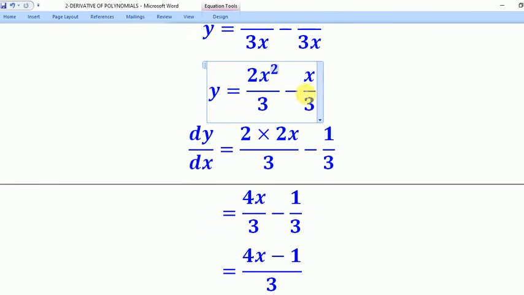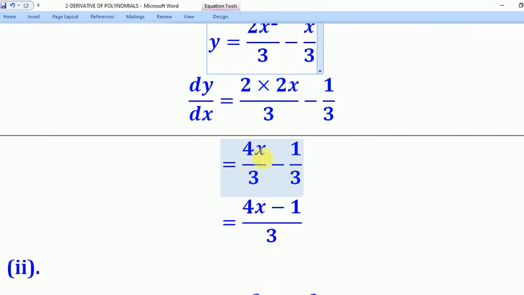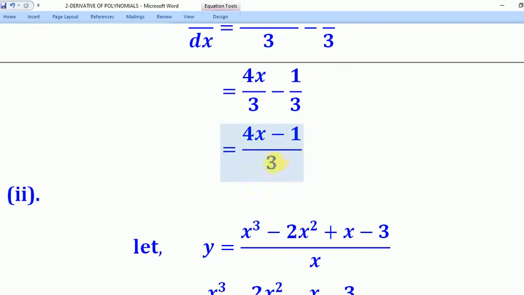Now I'm going to differentiate this because it's already in the form of a polynomial. For this one, bring down the power, it will be 2 times 2x to the power 1, which is that over 3. For this one, differentiating x, I'll get 1, so it will be 1 over 3. When I simplify this, I'll get 4x over 3 minus 1 over 3. Same denominator, we can put everything under one LCM to become 4x minus 1 over 3. So that is the answer for Roman 1.